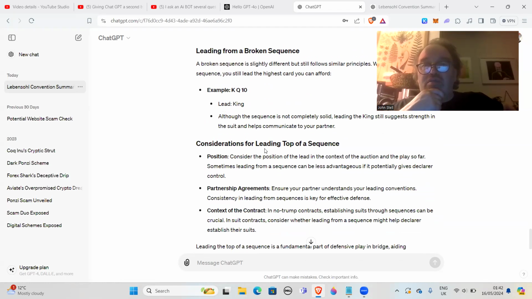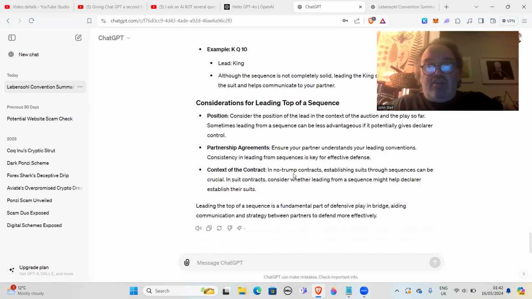Position. Consider the position of the lead in the context of the auction and the play so far. Okay, so it's saying that this could be like halfway through a hand as well. Sometimes leading from a sequence can be less advantageous if it potentially gives declarer control. Partnership agreements. Ensure your partner understands your leading conventions. Yeah. Consistency in leading from sequences is key for effective defense. Context of the contract. In no trump contracts, establishing suits through sequences can be crucial. In suit contracts, consider whether leading from a sequence might help declarer establish their suits.